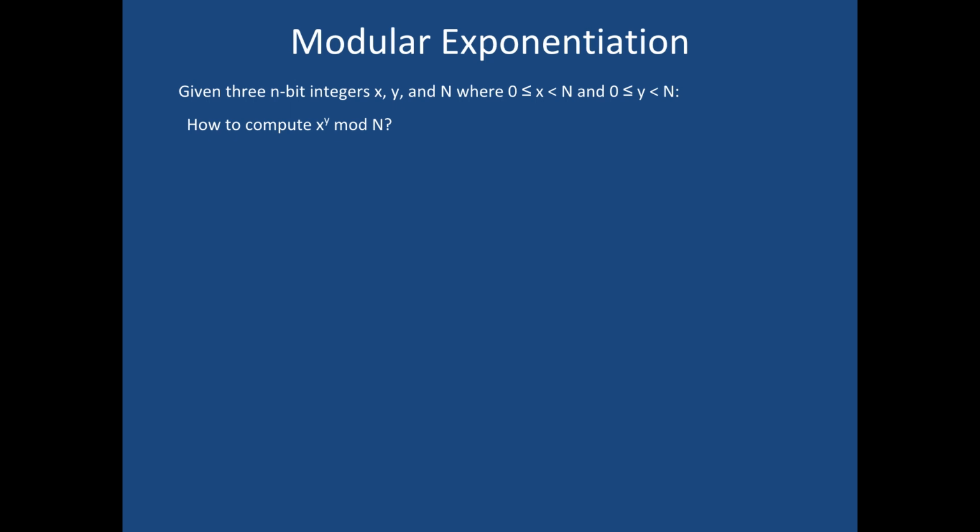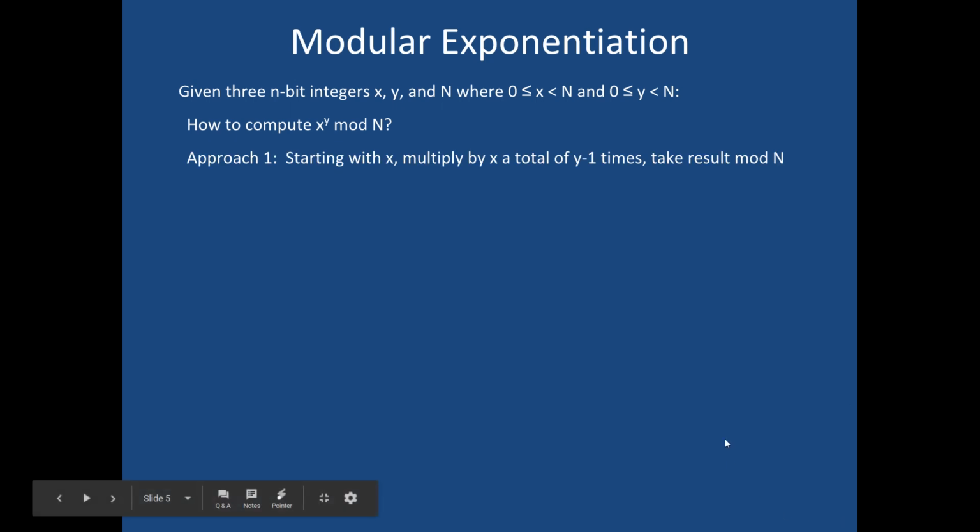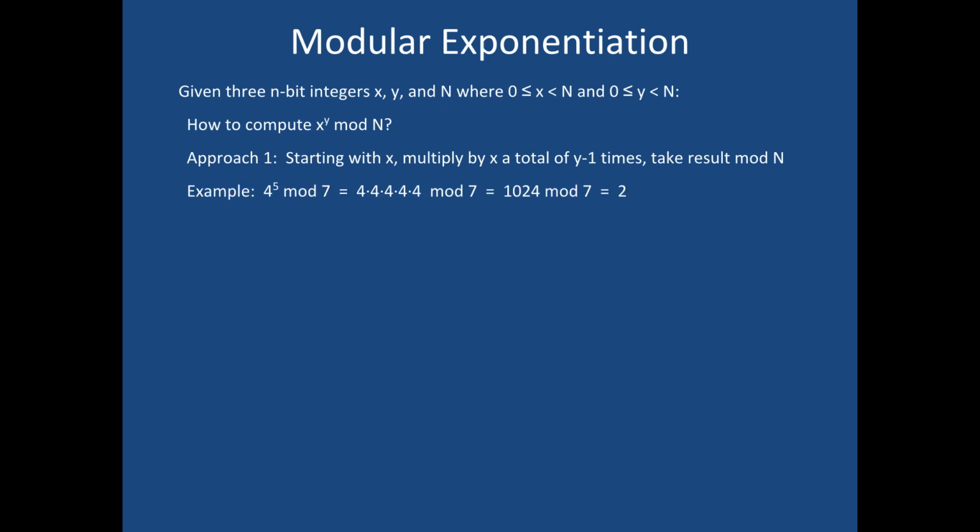So I'm going to look at 3 approaches. The simplest one I can think of is start with x, multiply it by itself, y minus 1 times, and then take the result mod n. For example, if we want to take 4 to the 5th power mod 7, we could do 4 times 4 times 4 times 4 times 4. That's 1024. We take that mod 7, which would be a division, and we note the remainder, which is 2.